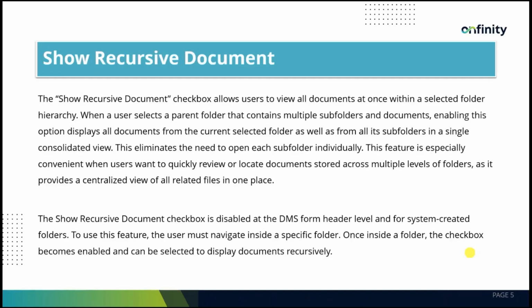Show recursive document. The Show Recursive Document checkbox allows users to view all documents at once within a selected folder hierarchy. When a user selects a parent folder that contains multiple subfolders and documents, enabling this option displays all documents from the currently selected folder as well as from all its subfolders in a single consolidated view. This eliminates the need to open each subfolder individually. This feature is especially convenient when users want to quickly review or locate documents stored across multiple levels of folders, as it provides a centralized view of all related files in one place.